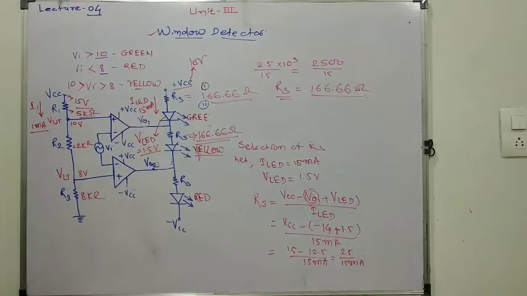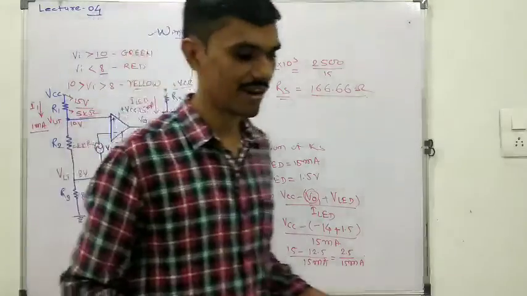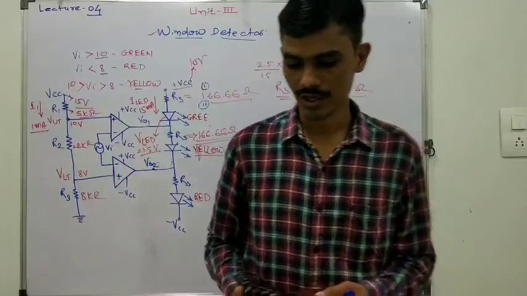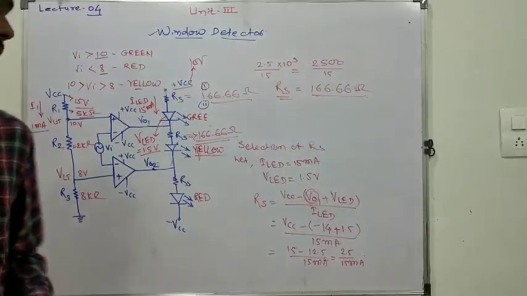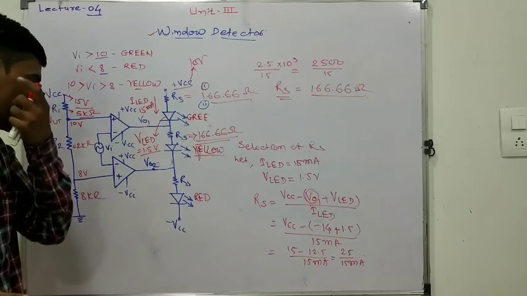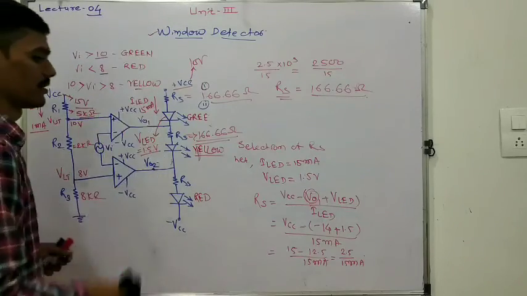This is the second problem related to the window detector. Now the next topic is the multi-vibrator, that is multi-vibrator using operational amplifier. In the next lecture we will start the multi-vibrator: astable multi-vibrator, bistable multi-vibrator and monostable. Out of that, we will start with the astable multi-vibrator using operational amplifier. So thank you very much.